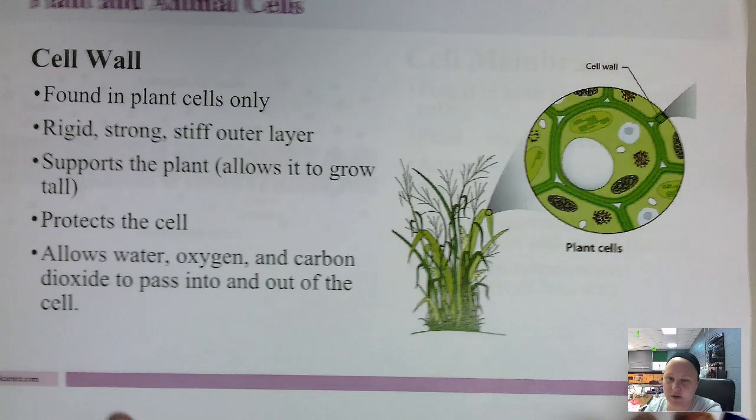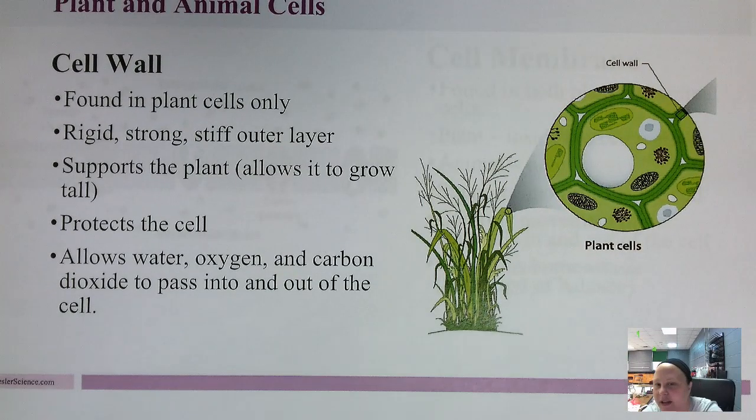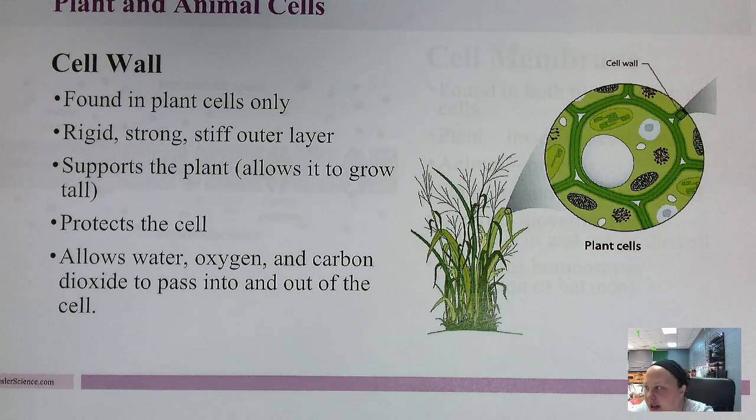So let's look at what the cell wall is. The cell wall is found in plant cells only. It's a rigid, strong, stiff outer layer. It supports the plant, so it allows it to grow tall. It protects the cell. It allows water and oxygen and carbon dioxide to pass into and out of the cell, which is needed for photosynthesis. So without this, the plants would just kind of fall over.